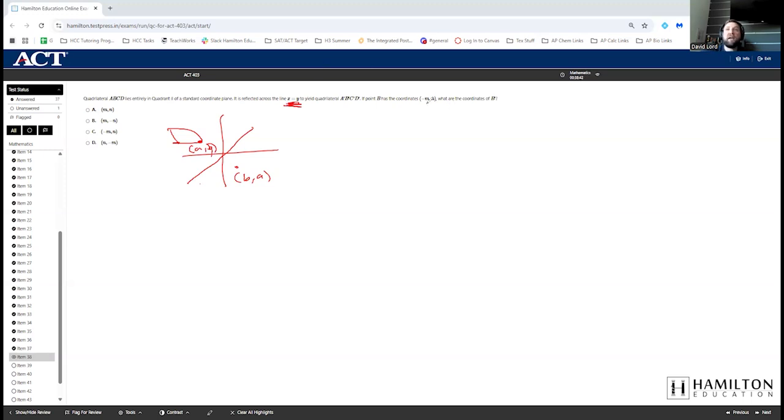If point B has the coordinate of negative m, n, what is the coordinate of B prime? So you switch the order. So it's going to be n, comma, negative m. And that would be D.